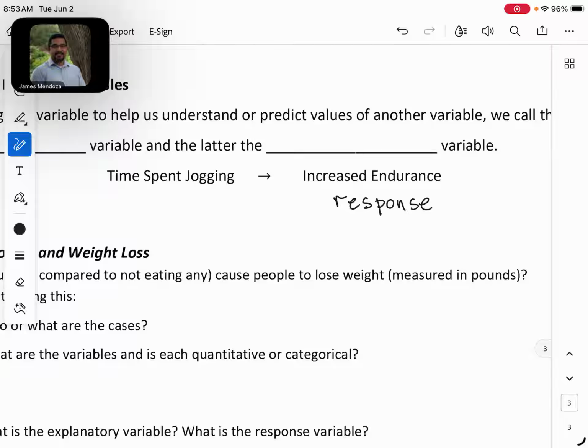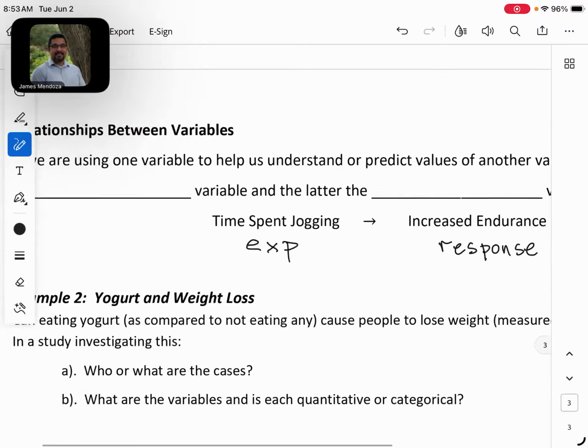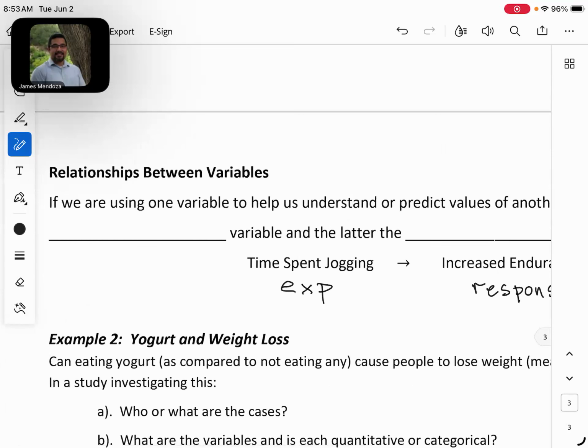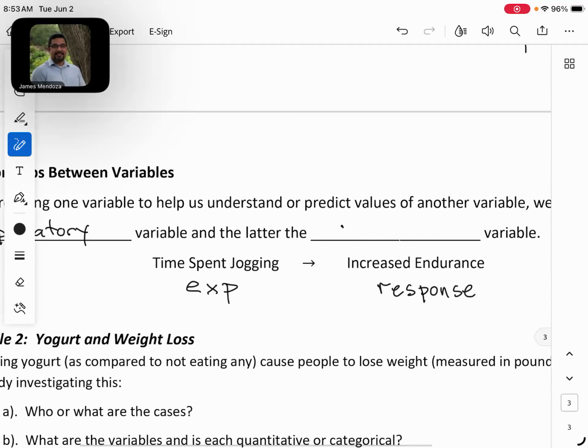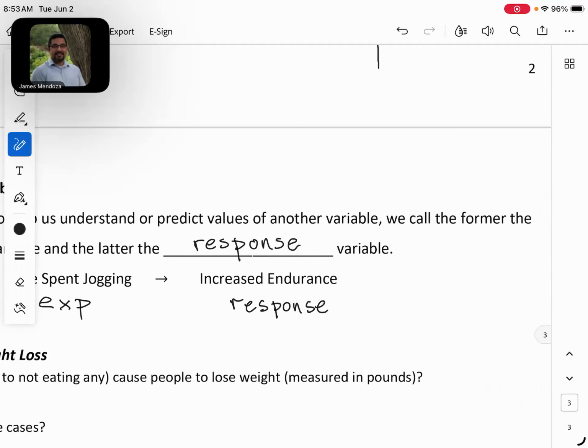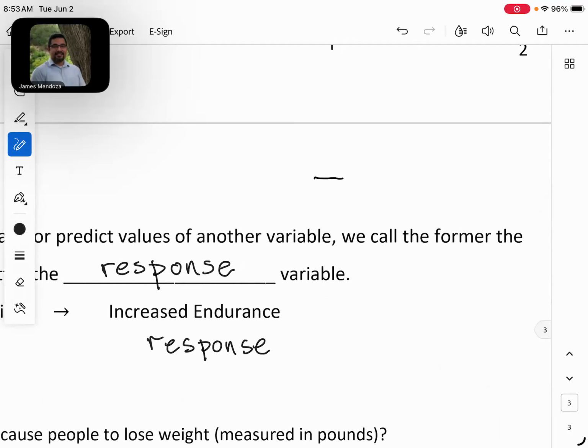They might explain to you, well, the reason why I can do that is because of the time that I spent jogging. So it's the first thing and the second thing, and it's always in this order: the explanatory variable is what happens first, and it explains why we're seeing such a response. And I know it's not officially here in the lecture, but I'll do one that we're probably all familiar with.